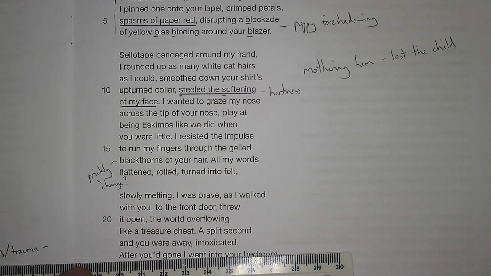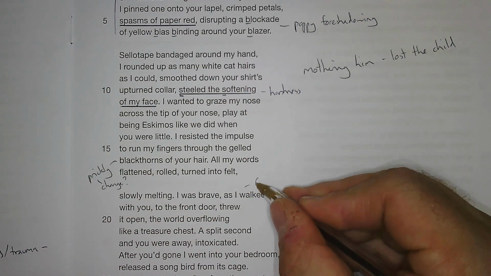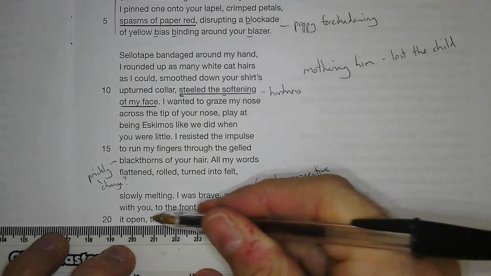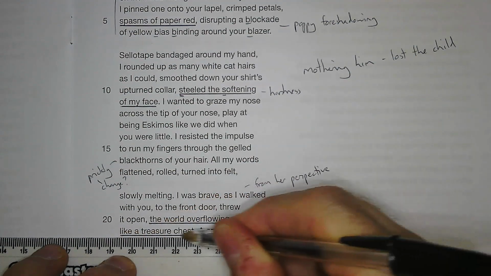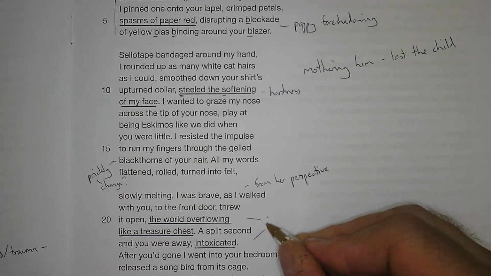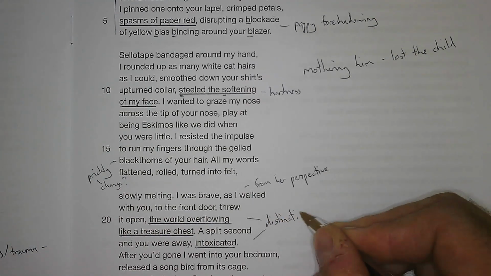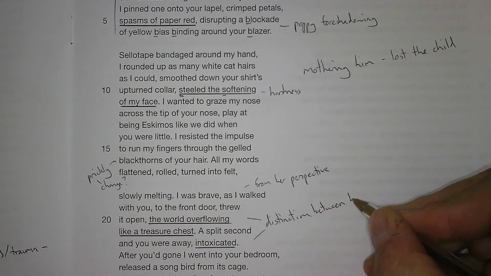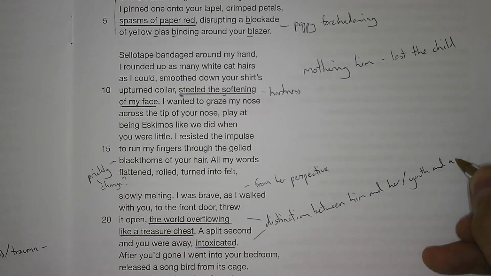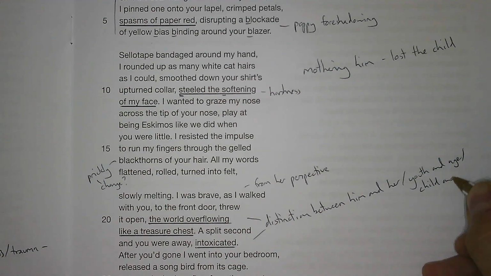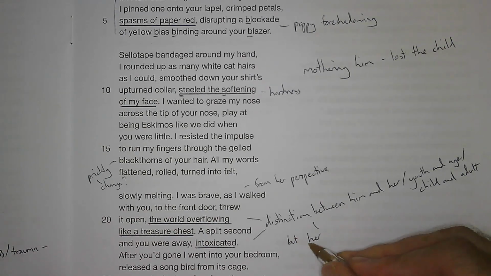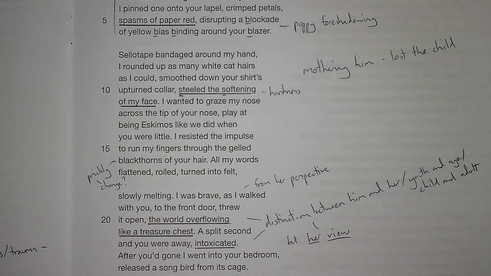I was brave as I walked with you. Again, very important that we notice this is all from her perspective, because in a minute when she then says that when she throws open the front door, the world is overflowing like a treasure chest and he is intoxicated, this is not only a clear distinction between him and her in their attitudes, and between therefore youth and age, or a child and adult. It is also her view, not what he necessarily saw.